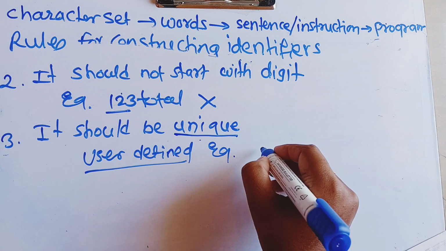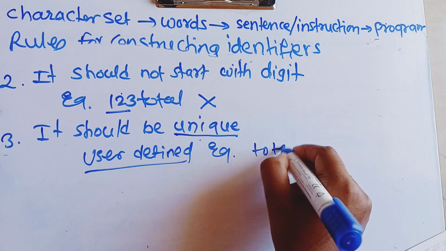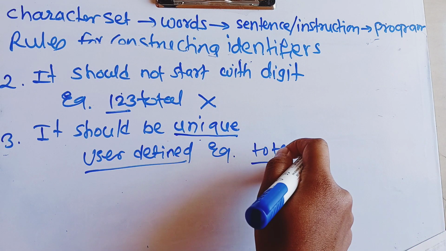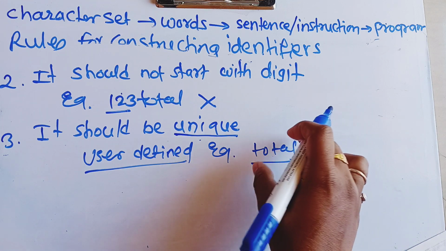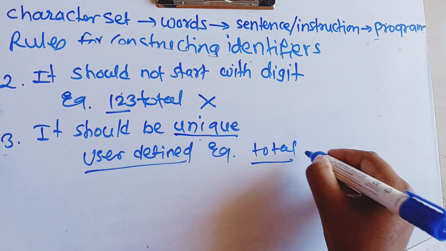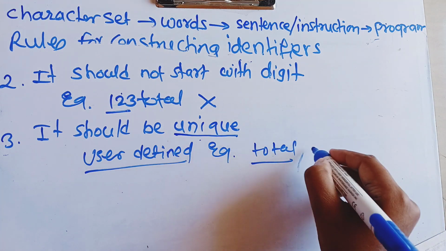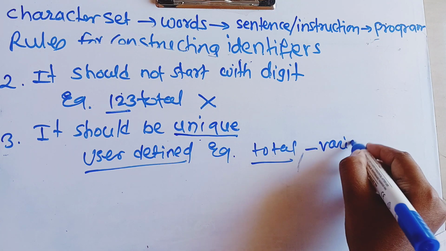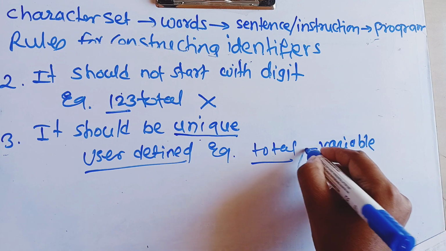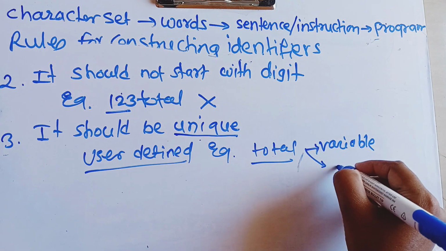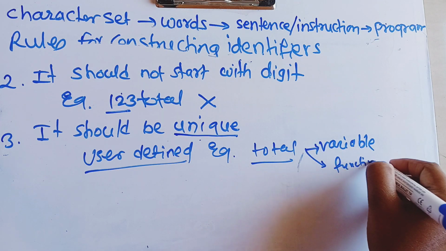For example, let's say I am using total. If I use total as an identifier, I should not use the same to identify a different element of the program. If I use total to identify the name of a variable, I should not use the same identifier to identify the name of a function, the name of a pointer, etc.